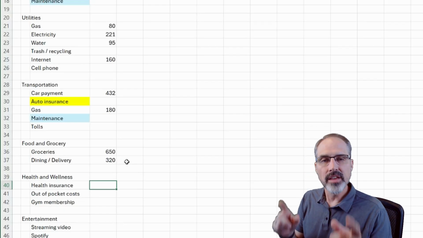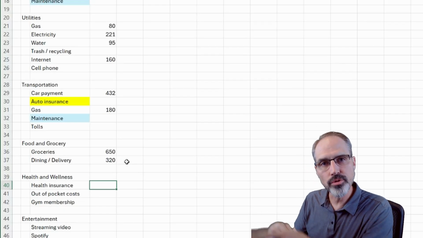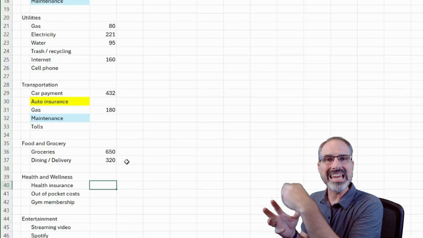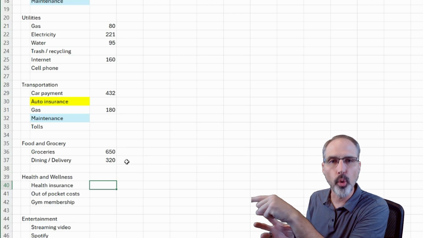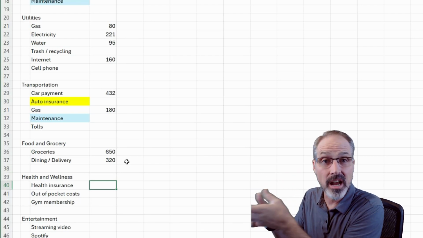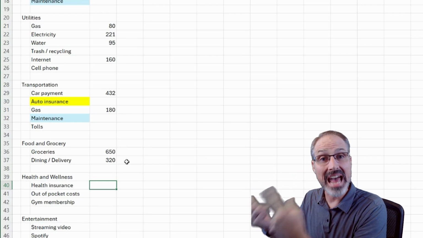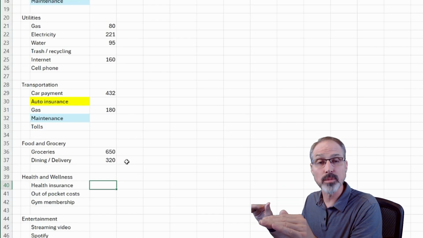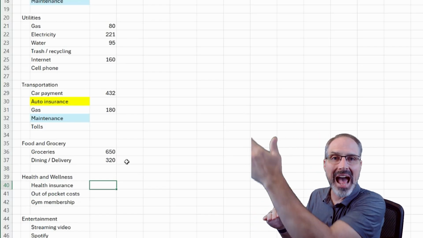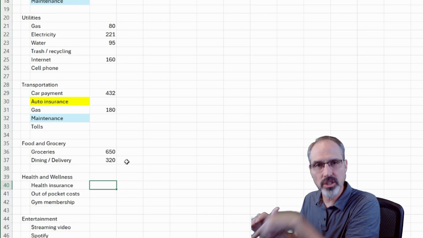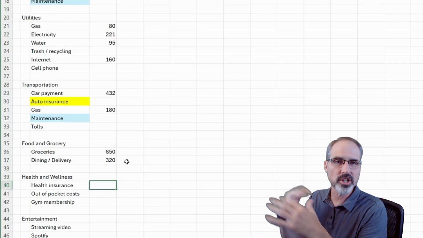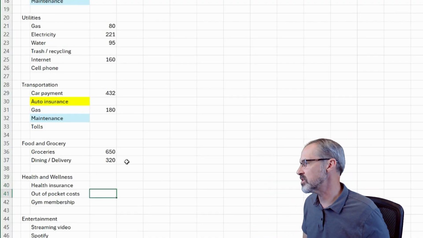Health insurance. These people pay their health insurance through their employer, and consequently, it's pulled out before they get their paycheck. So we're not going to add another number here. If we wanted to track it specifically, we would have to add it into our income and then subtract it here. But we're just going to leave it out of both places.